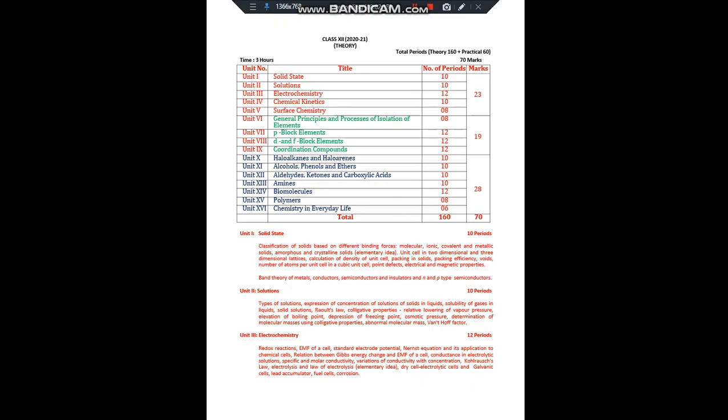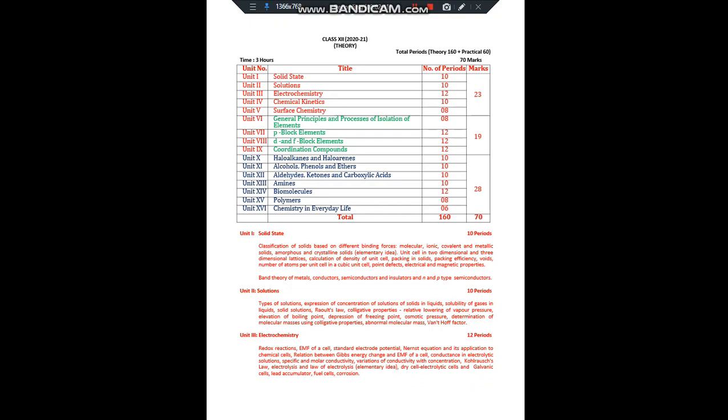If you want to find any numerical portion in all these 16 chapters, it comes from the first 4 chapters, that is solid state, solutions, electrochemistry and chemical kinetics. So these are the 4 chapters which have more numericals that we can do in the coming days.